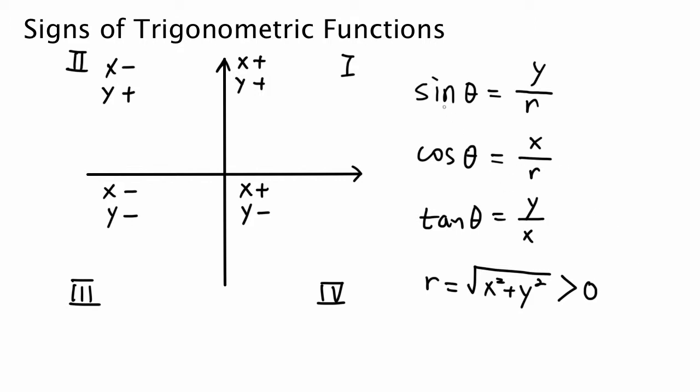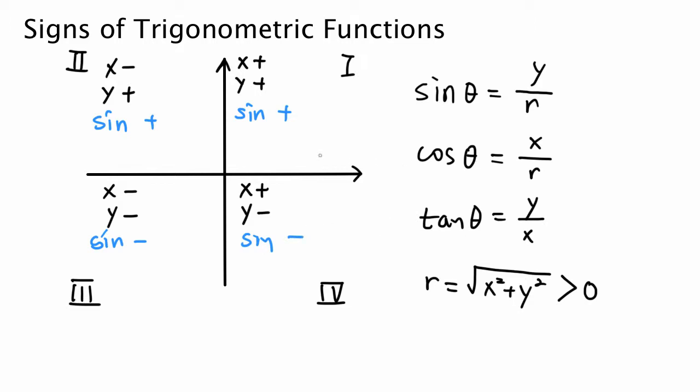Now, if we look at the formula for sine theta, it's y over r. Because r is always positive, the sign of sine theta will be the same as the sign of y. So, in the first quadrant, sine will be positive. Second quadrant, sine is positive. Third quadrant, sine is negative. Fourth quadrant, sine is negative as well.